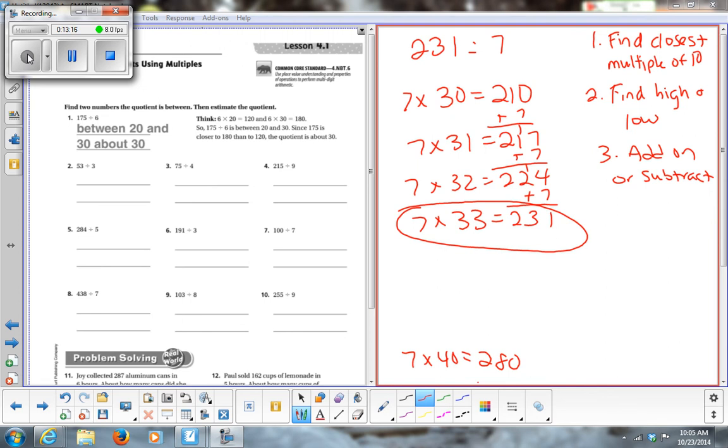So if you had, like, 232, let's change this to a 2 real quick. Then you would go 7 times 34 equals 238. So it would be between 33 and 34.